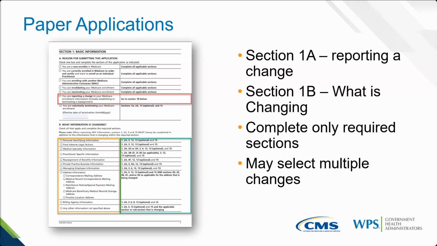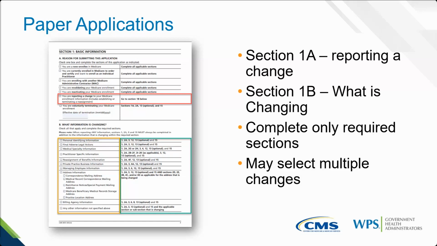1B is where the application takes a deeper dive into what is changing. In the yellow box on the left, you will see a list of different types of changes that can be accomplished through the CMS 855I. You'll get some of these similar choices in PECOS as well, and we'll talk about that in a minute. You can select more than one of these items and change more than one thing at a time. It does, however, have to be on one individual. You cannot submit one application for multiple individuals.